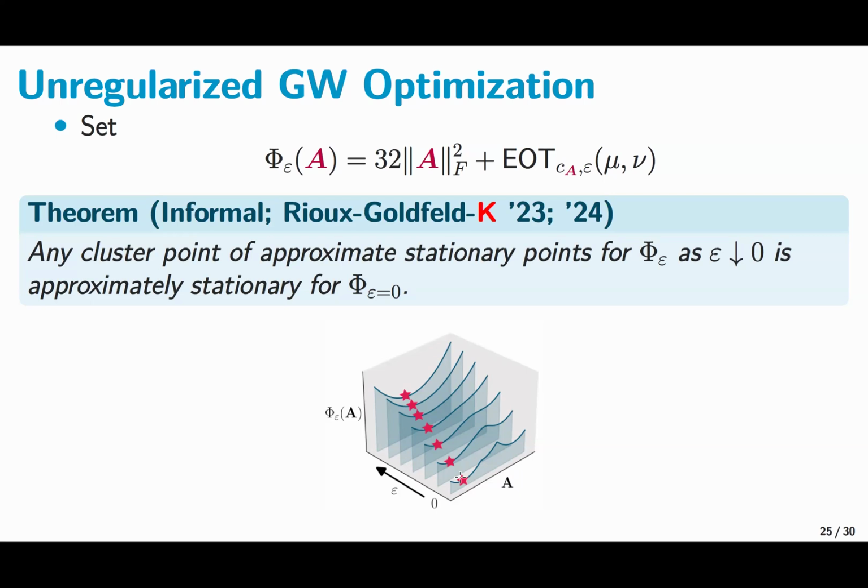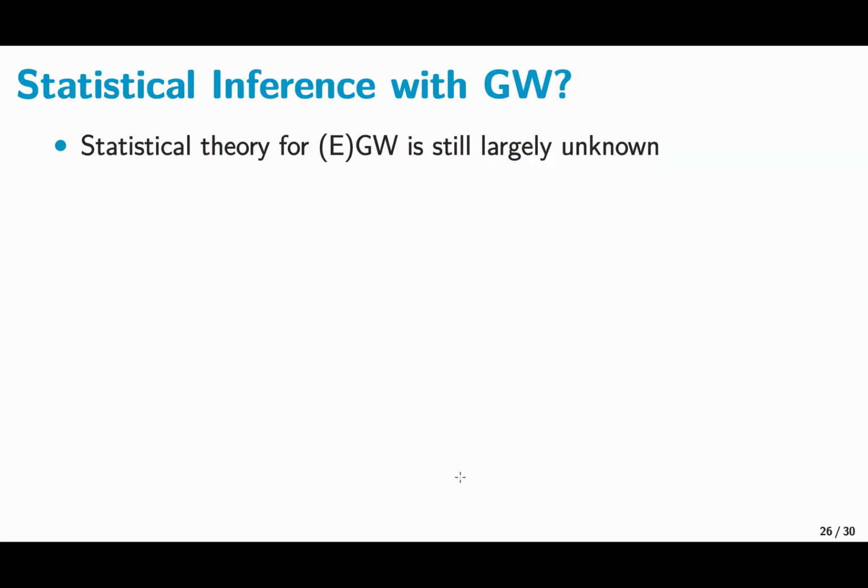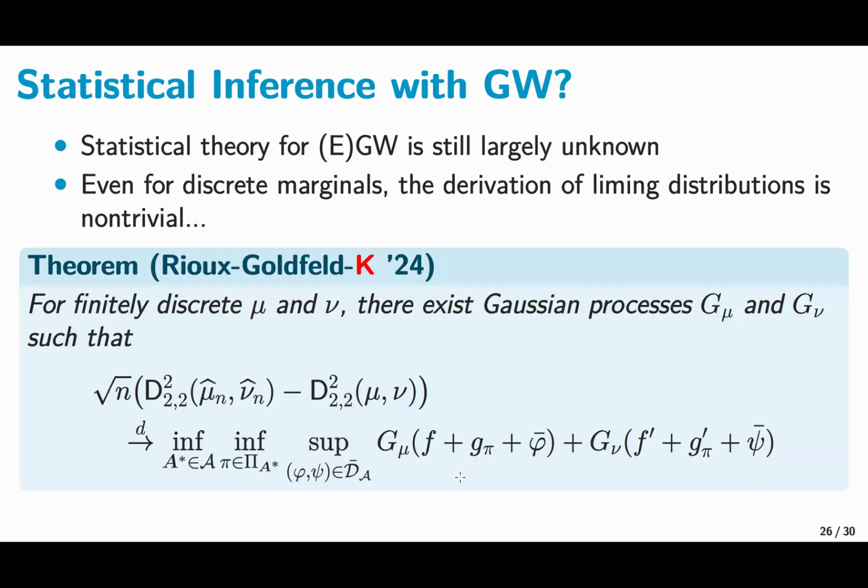Anyway, I think I have 10 more minutes, so let's talk about the last topic: inference for the GW distance. We discussed how to compute EGW or GW, but we also wanted to understand how to make inference for the GW or EGW. This area is currently quite wide open. Even for discrete marginals, deriving the asymptotic distribution for GW is quite difficult, quite challenging. So I'm presenting one special case where each marginal is discrete.